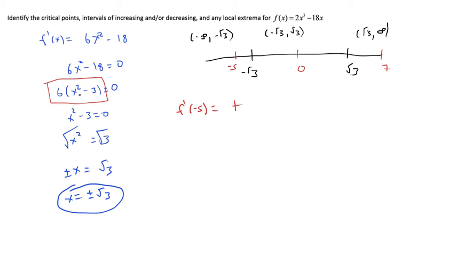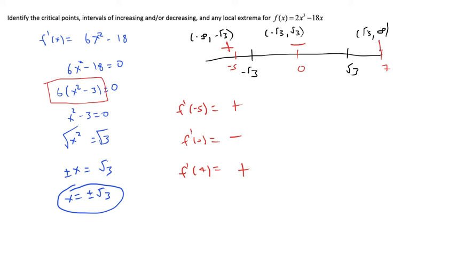Plug in 0 here, f prime of 0. We should write that out, because negative 18 is negative. And f prime of 7, same thing: 49 minus 3 is 46, and 46 times 6 is a really big number. Doesn't matter, it's positive. So this interval is positive, this interval is negative.